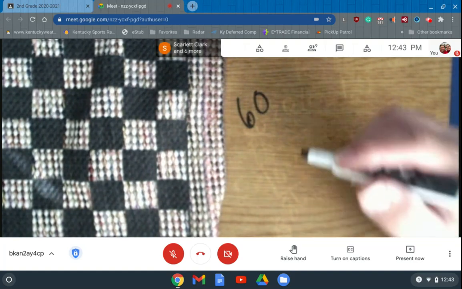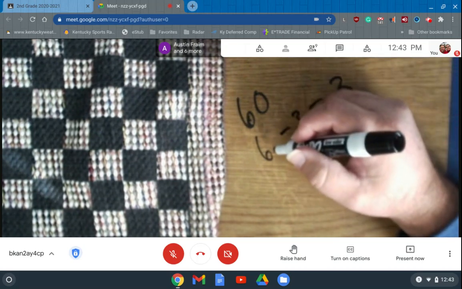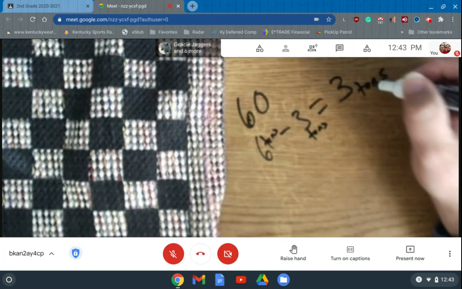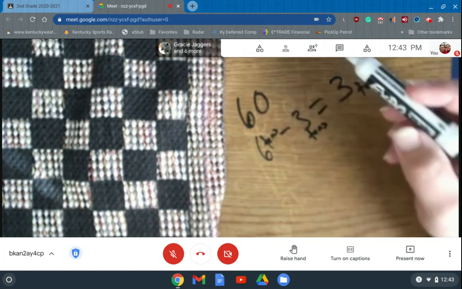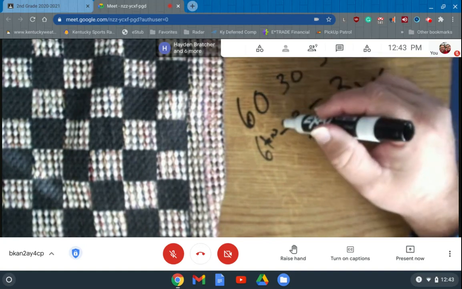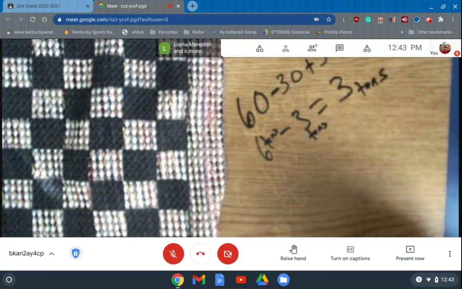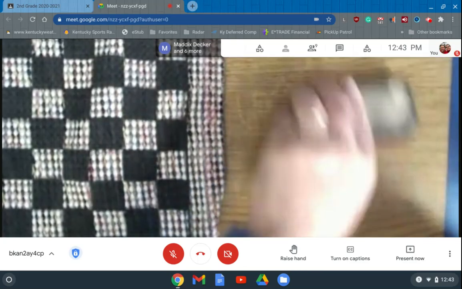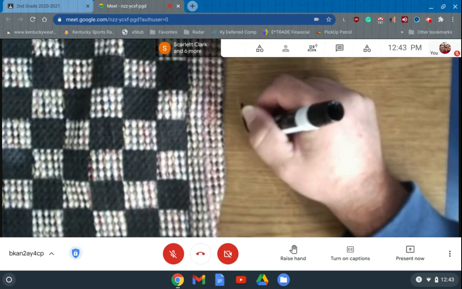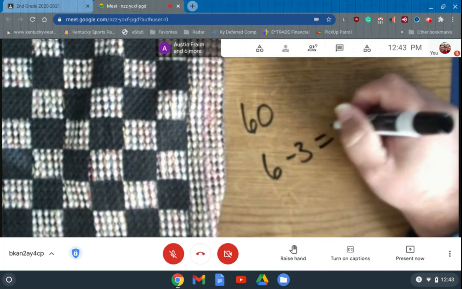6 take away 3 equals 3. All right. And then I just put the word tens here, right? And 6 tens is 60. 3 tens is 30. And I just put this subtraction here, put this addition there, and I've got it. Now I'm going to rewrite this because I kind of run out of room at the top there. Okay, so Austin said I had 60 to start, and he used the fact 6 minus 3 equals 3.